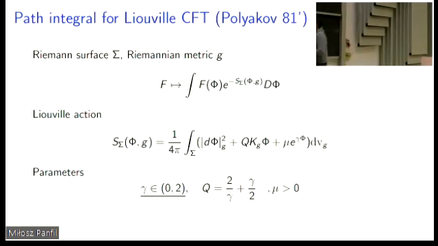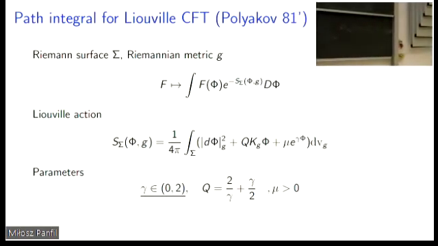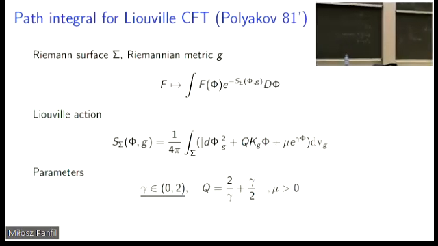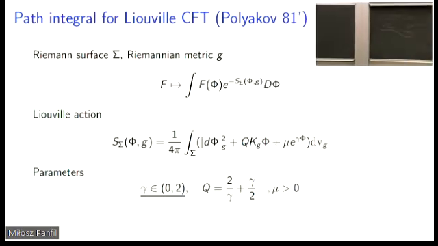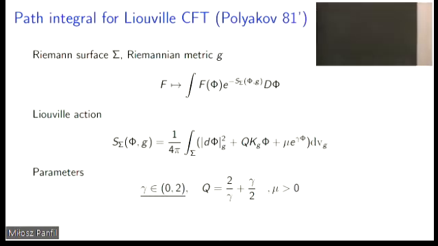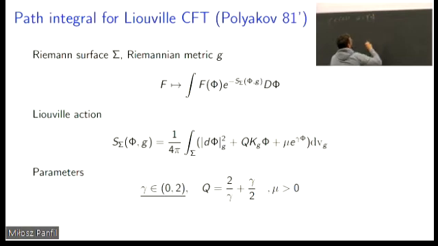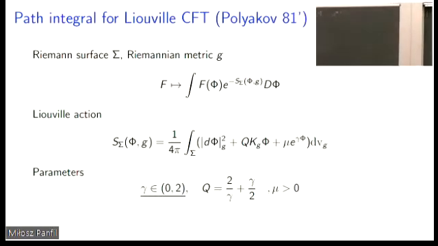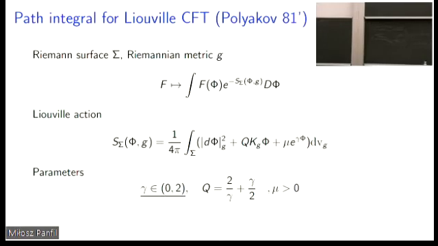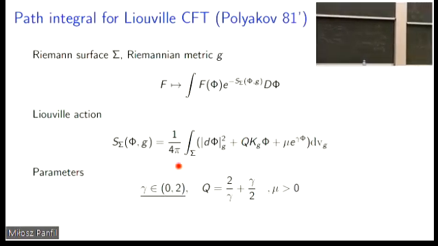So the theory depends on two parameters, because Q is given by gamma over 2 plus 2 over gamma, so it's redundant, and actually it really depends on one parameter, because mu can be scaled out. I mean, for different mu's, all the theories are the same up to a scaling factor. So it's really a one-parameter theory. Here I put gamma in (0, 2).